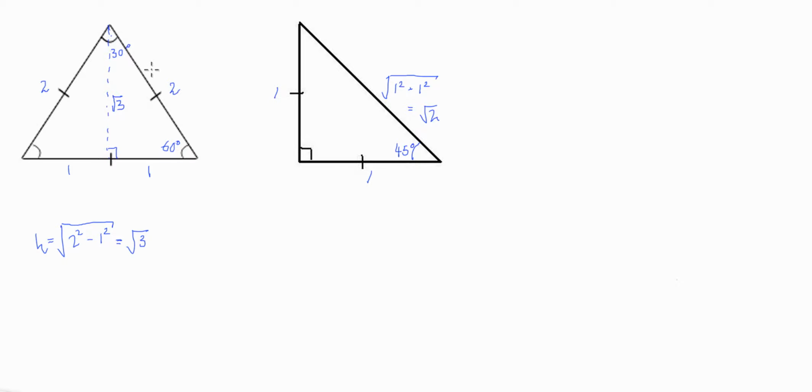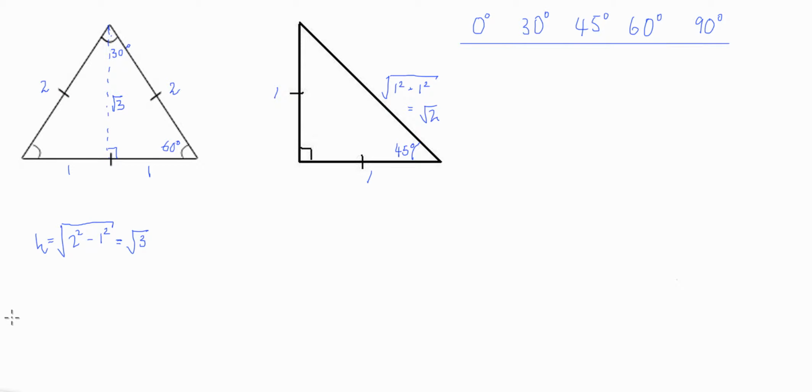Okay, so getting to our exact values. The angles that we normally will need to know are 0 degrees, 30 degrees, 45 degrees, 60 degrees, and 90 degrees. So we're going to try and work out the exact values of all of these. So let's get started.